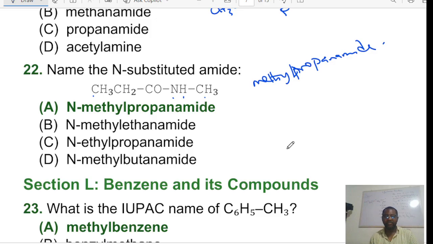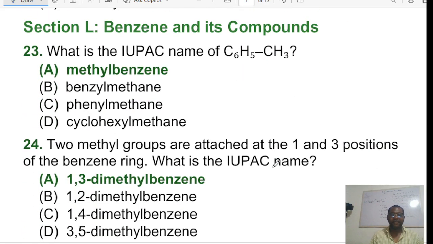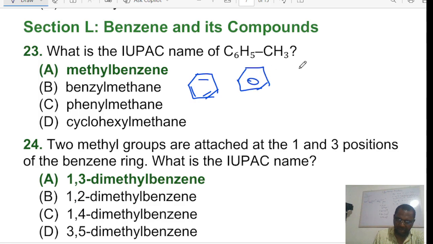Very easy. Then I'm going to end with this one, benzene. In the case of benzene, now benzene is drawn this way, or like this, or C6H5. Once you see C6H5 attached to anything, that is benzene. So the name of this is methyl. This is methyl benzene. So that's what we have there.